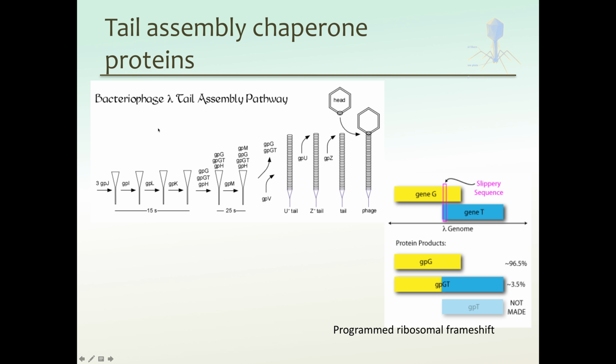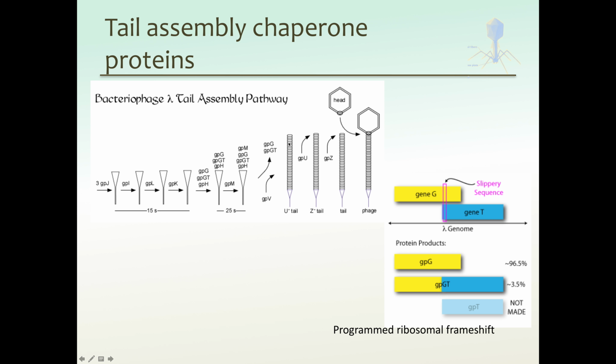Here's another look at that in lambda. We start with the tip. The tip is made up of a number of minor tail proteins and tail fiber proteins. Here are the tail assembly chaperone proteins, which in lambda are called GpG and GpGT. And here it is interacting with the tape measure protein and the major tail protein, and they assemble until they get to the top of the tape measure protein, at which point the tail is mature and the head comes along that's already been packaged with DNA and is added on.